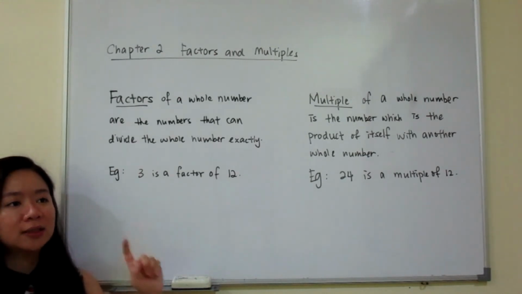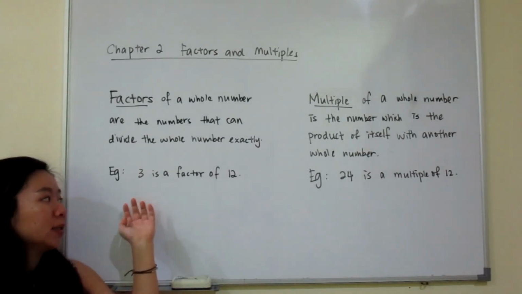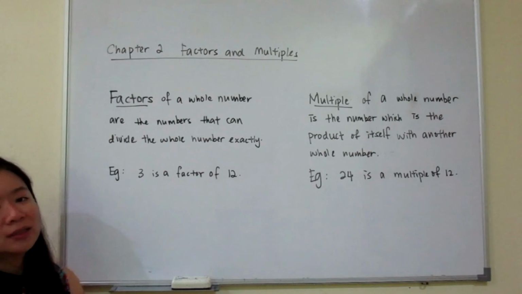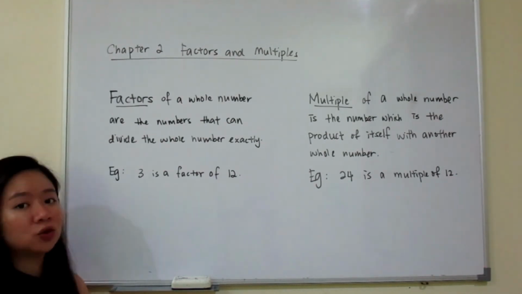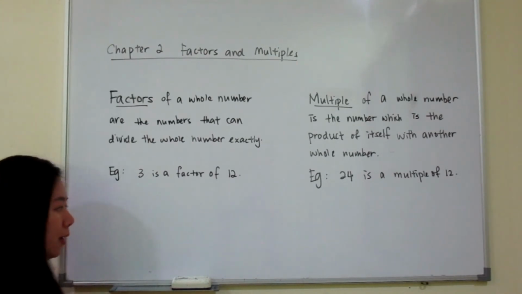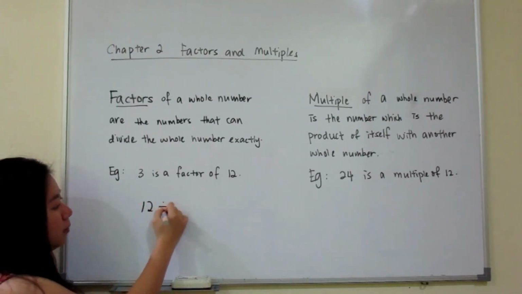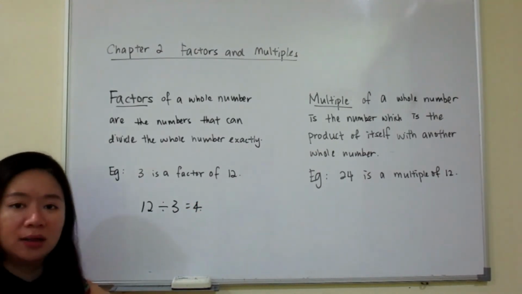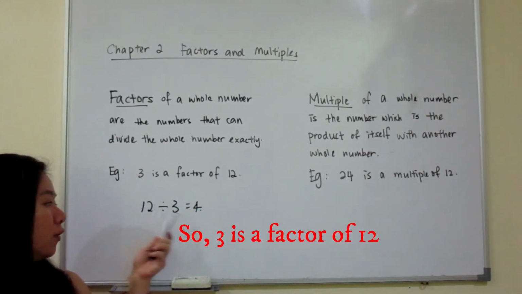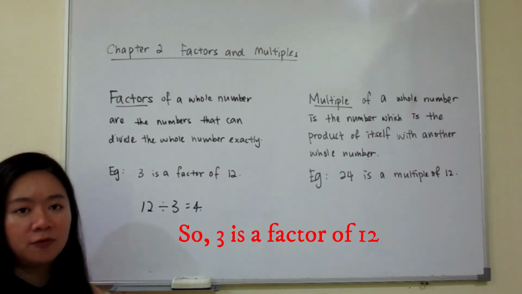So for factors, let's say 3 is a factor of 12. So it means that 12 can be divided by 3. 3 can divide 12 exactly. Okay? So 12 divided by 3 is 4. This is what we call can be divided exactly.